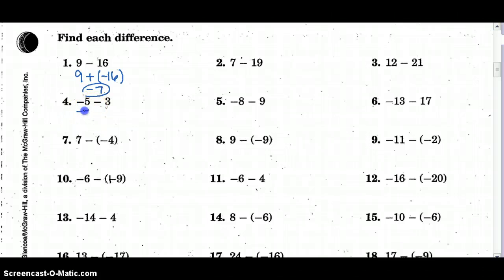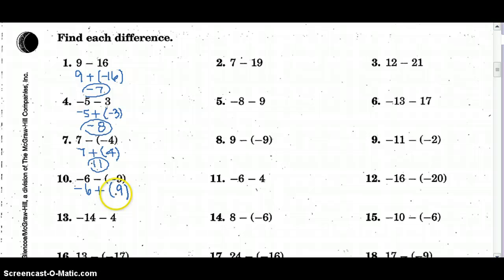Here I'm going to say negative 5 plus negative 3. I'm going to add the opposite. And that gives me negative 8. And 7 plus, add the opposite, positive 4. And that gives us 11. Negative 6 plus, I believe that's supposed to be a negative 9, where I didn't erase from working this before. There we go. So it's plus a positive 9.